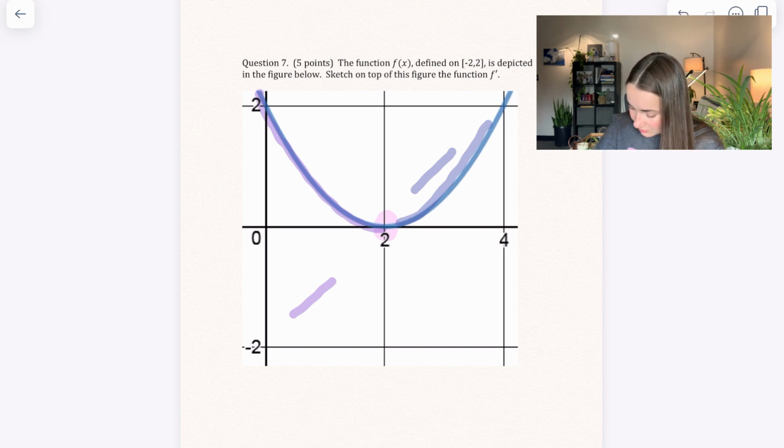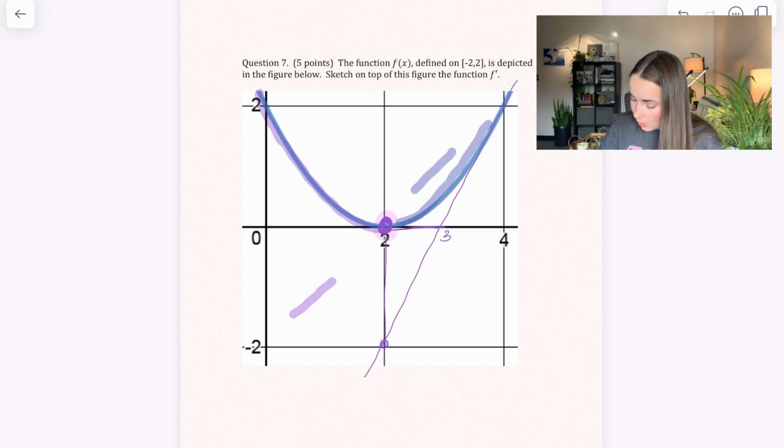So I know at 2, we have a slope of 0. So I know for sure I'm going to have a point right there. And let's go ahead and look at the endpoints now. So if I were to extend this line out, like I was just extending the tangent line, here I can go ahead and estimate what the slope is going to be. So if I start at negative 2, I go up 2, and I go over a value of 1, right?